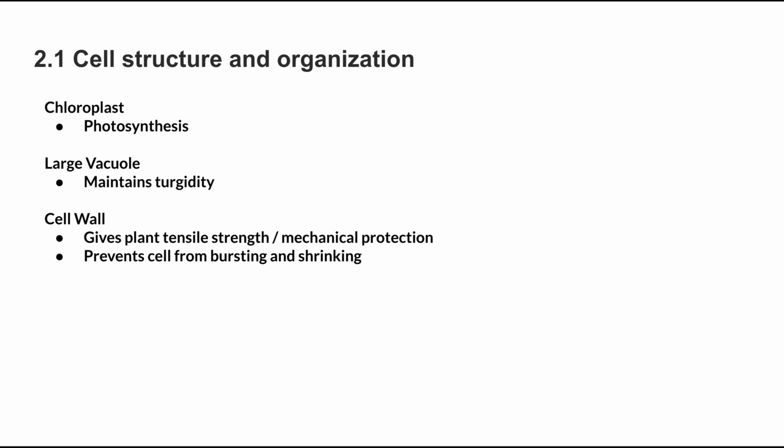Actually, I'll explain this in more detail in chapter 3. And large vacuole, I forgot to mention, but it also acts as a storage. And finally, cell wall. Cell wall gives plants its tensile strength and mechanical protection, but it also prevents cells from bursting and shrinking. And you will see why that happens in chapter 3.